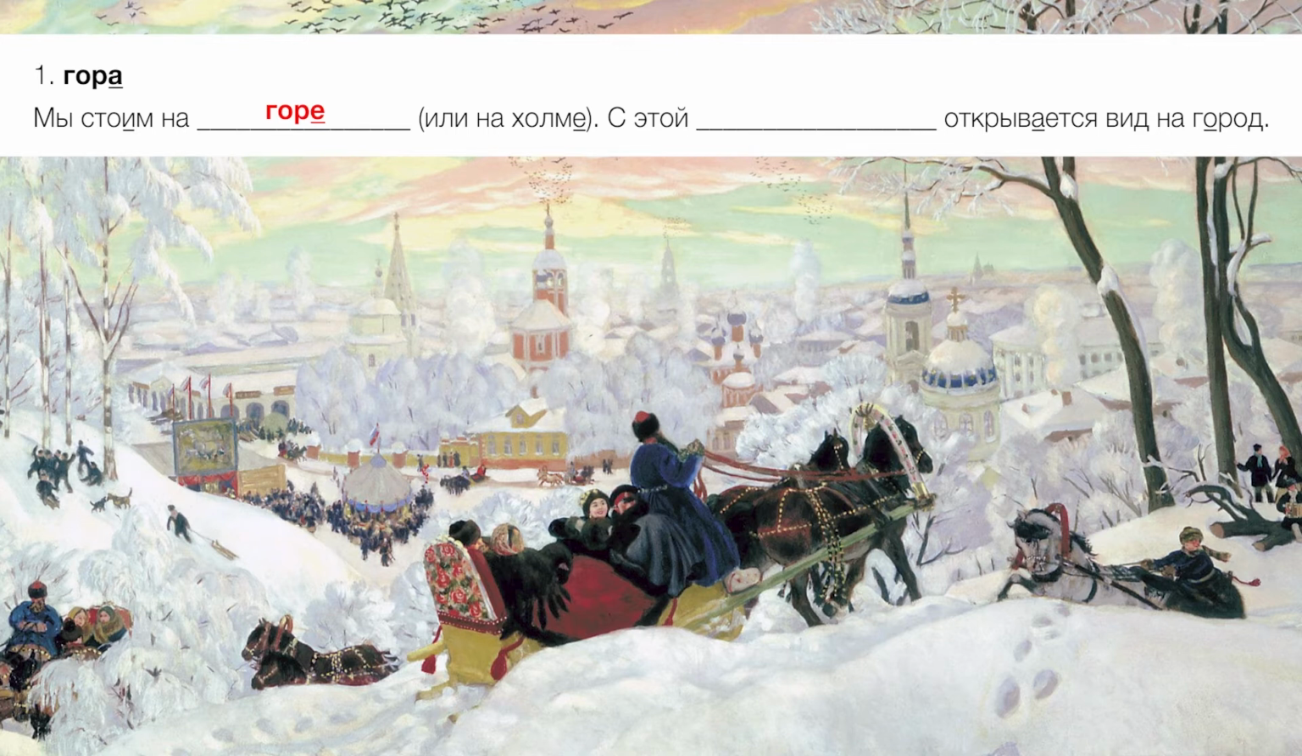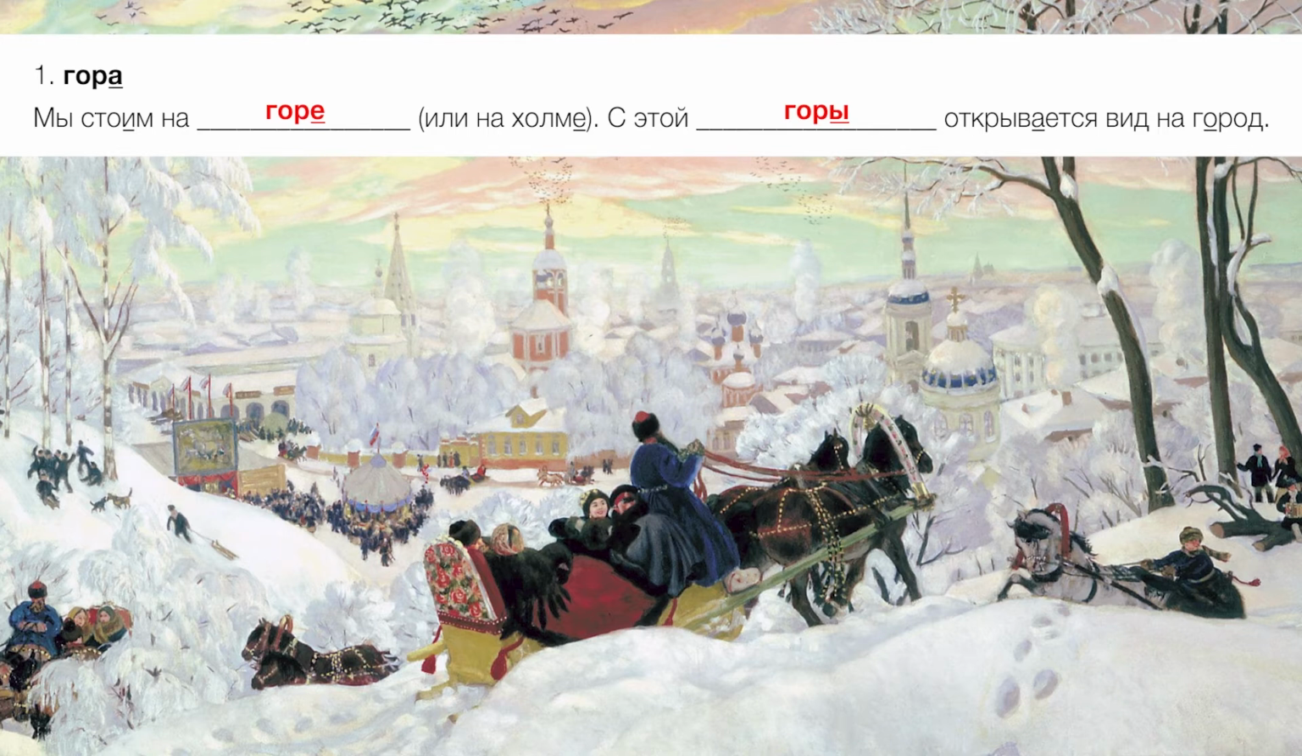From this mountain is opened a view onto the city, right? A view of the city opens from this mountain. С этой горы, genitive, открывается вид на город. So gara is an a noun, as we discussed. We reviewed that a little bit. So on the mountain is nagaria. From the mountain is sgary.